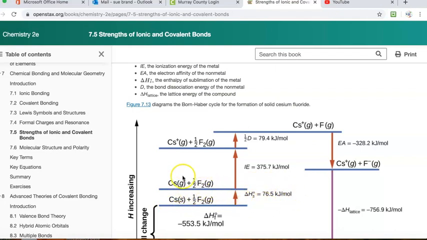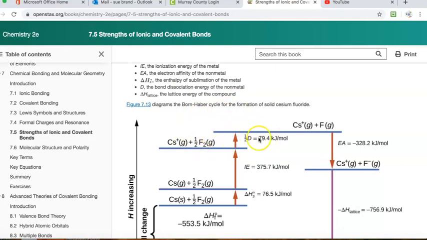Okay, and then for cesium to become an ion, you have the ionization energy of that metal that's required. So that also takes a certain amount of energy to remove an electron. All right, so cesium is now positively charged and it's a gas. Okay, and then you have to remove one fluorine atom from this molecule. It needs to become just fluorine by itself, and so it takes energy to do that. The bond dissociation energy of a nonmetal, fluorine, is needed.